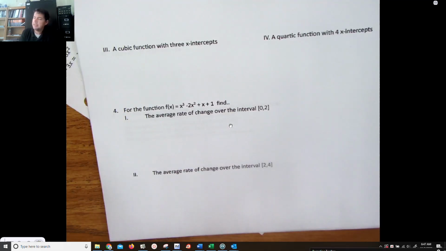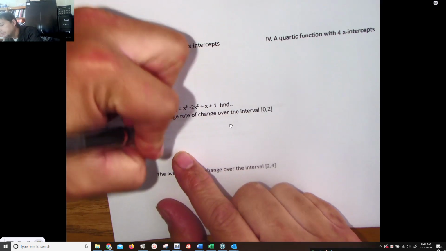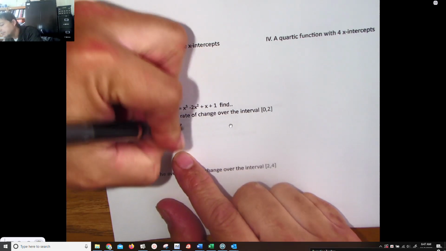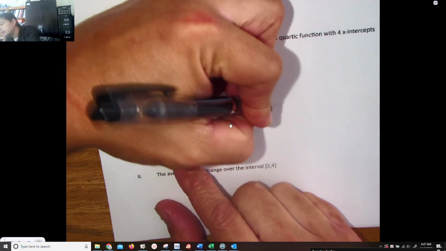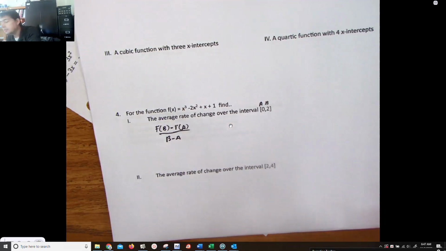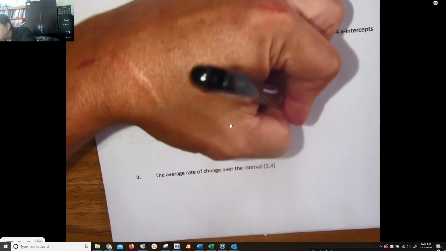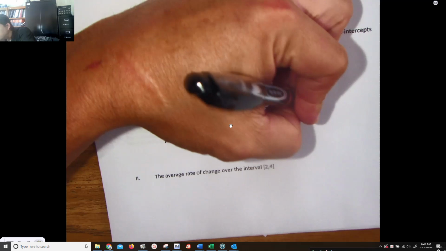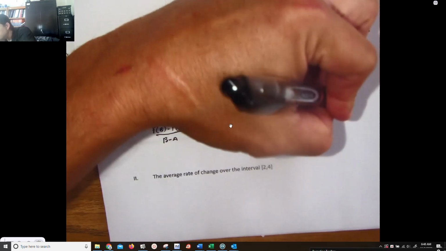For the function f of x is x cubed minus 2x squared plus x plus 1, find the average rate of change. Your formula for average rate of change is f of b minus f of a, over b minus a. And here's where you get a, and here's where you get b. So you plug these things in, that's all you do. F of b happens when you plug in a 2. It would be 2 cubed minus 2 times 2 squared plus 2 plus 1.